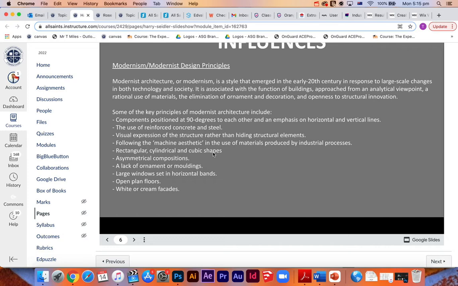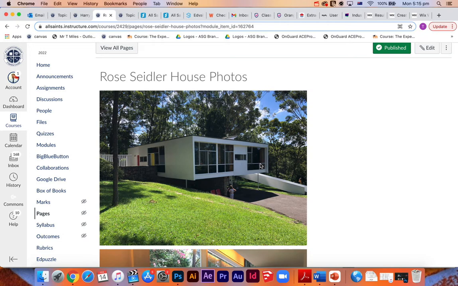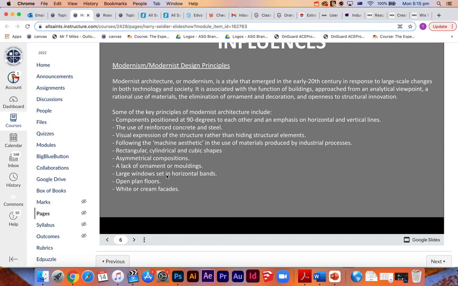Rectangular and cubic shapes, which we can definitely see here. And that goes into the 90 degree components as well. Asymmetrical compositions. So we can see here the windows aren't exactly symmetrical. They look like they should be, but they're not. And that's a part of modernist architecture as well. Large windows. Yep, you can see that there.